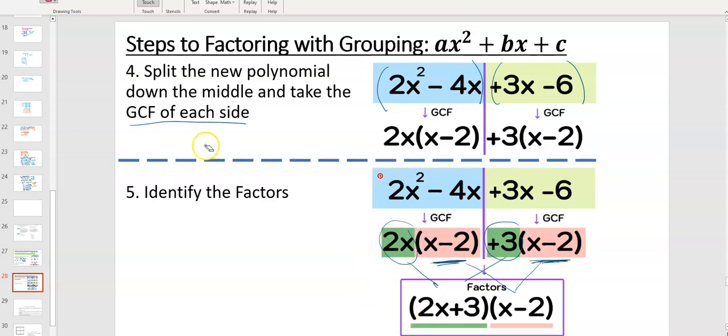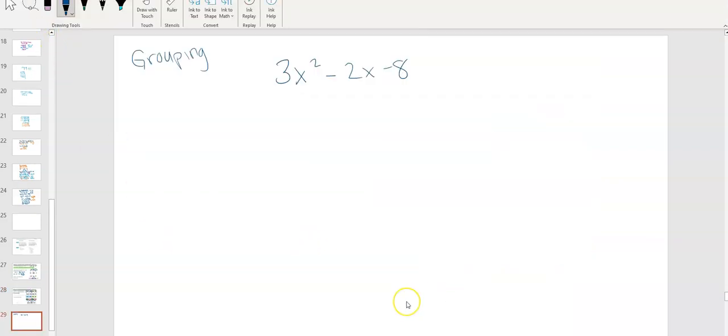So we're not going to do that right there, and that becomes my final answer. So that is just going over again the steps to factoring with grouping. Okay, so just to practice that grouping style one more time, we're going to take this trinomial here, and we're going to go ahead and do those same steps.